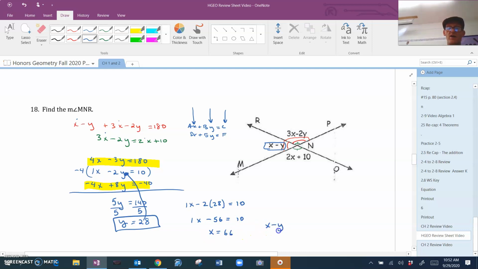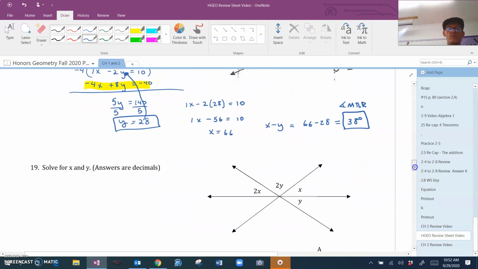x minus y would be 66 minus 28. Right, I believe that's 38. So that's angle MNR.